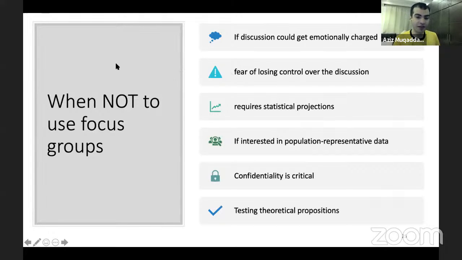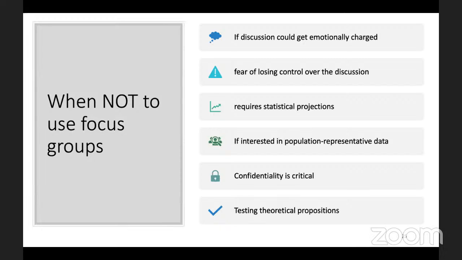And so, based on that, when not to use a focus group? If a discussion could get emotionally charged, which topic, especially this year, do you think could get emotionally charged? Can you mention one example? Politics. Yeah. Can you be more specific? Can you give a more specific example? I was going to say border protection. Yeah, that's a good one, right?